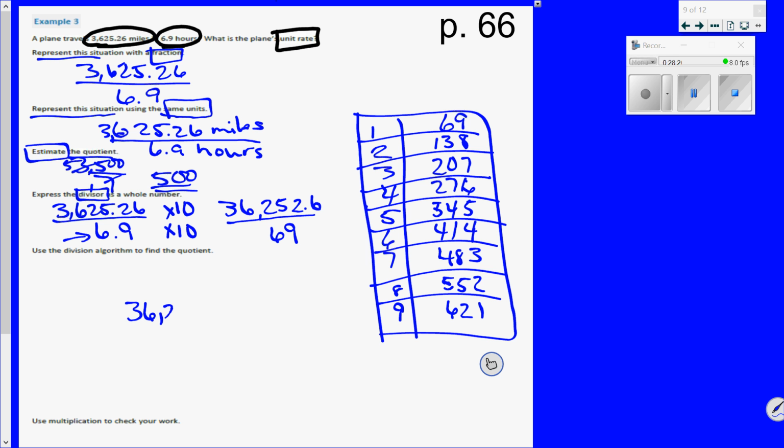So 36,252 and 6/10 being divided by 69. We'll go to 3. No, we'll go to 36. Nope, 362. Now I'm looking at my table. 362. It doesn't look like it, but that's actually a 3, so 345. So that's going to be 5 times. Subtracting 345 gives us a 7 and a 1.